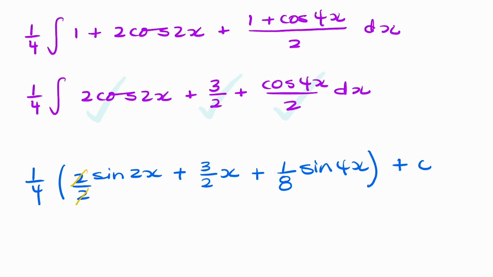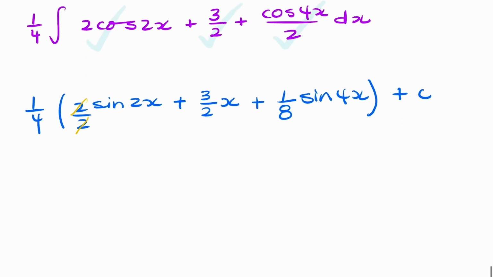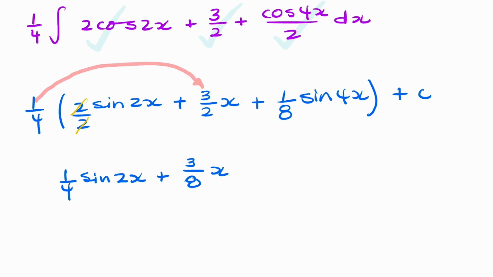So finally, I guess we could multiply by a quarter. So we end up with 1 over 4 sine 2x plus 3 over 8 x, if I multiply this by this, and then 1 over 32 sine 4x plus c. And that now is your final answer.